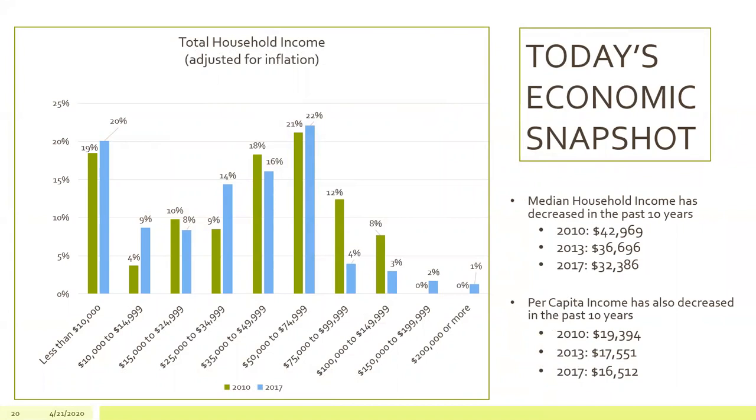So the chart on the right here is listing the median household income and per capita incomes in 2010, 13, and 17, inflation adjusted. The overall takeaway here is that, generally speaking, we're seeing a decrease in income from 2010 to 2017, both in household and per capita income levels. And just a note, the average household income for 2017 was about $42,500.